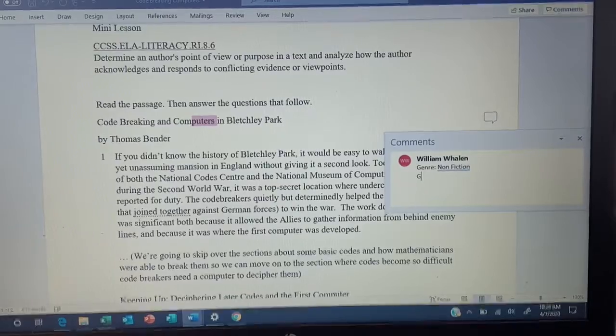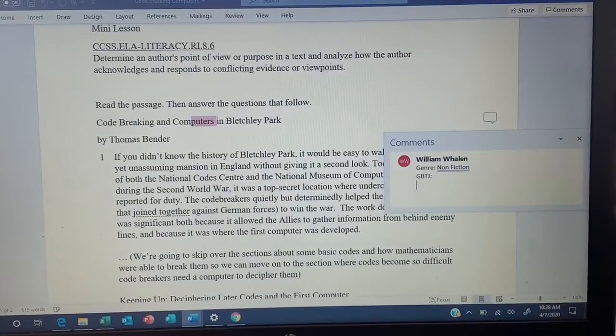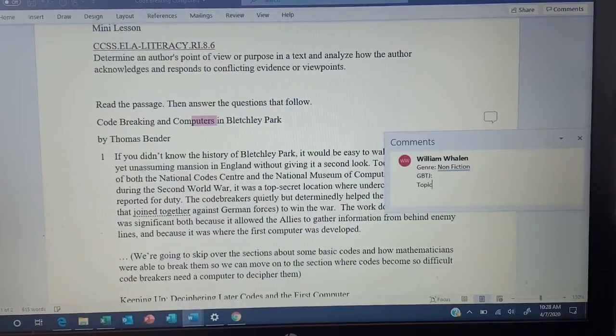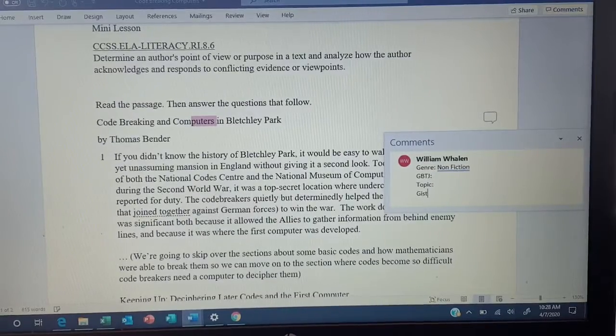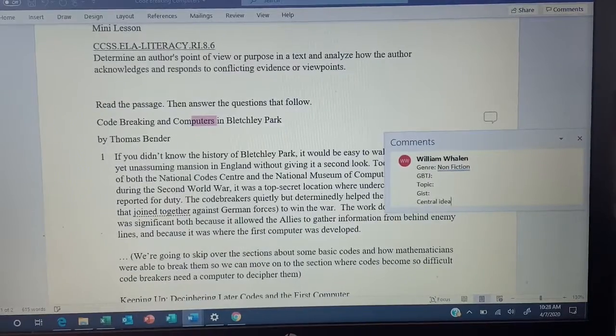So I know my genre-based thinking jobs are going to be: I need to know the topic, I need a gist for each paragraph that relates to the topic or explains how the paragraph relates to the topic, and I need a central idea. We're not going to get the whole central idea today because we're not reading the entire text, but we are going to try to put down our topic and figure out how each paragraph that we are reading relates to the topic.